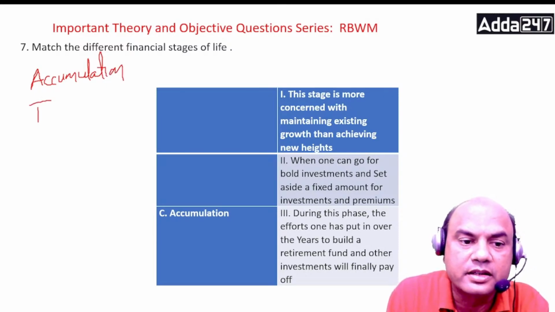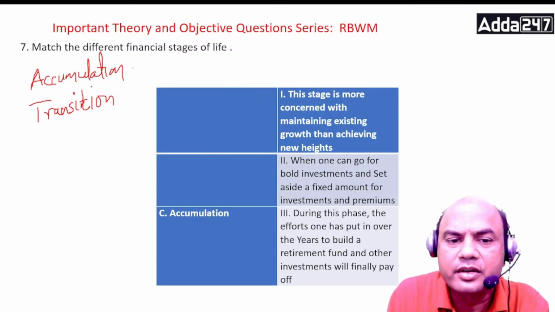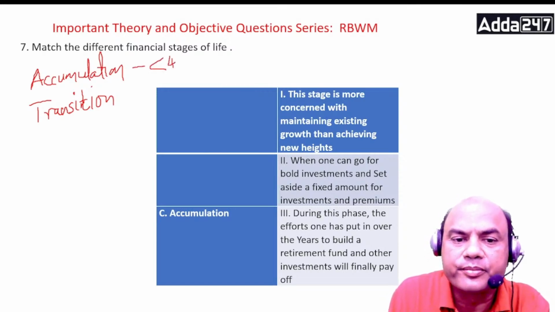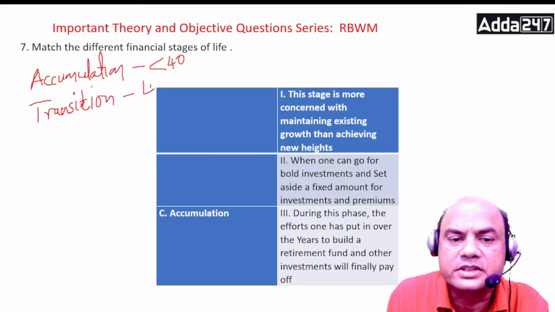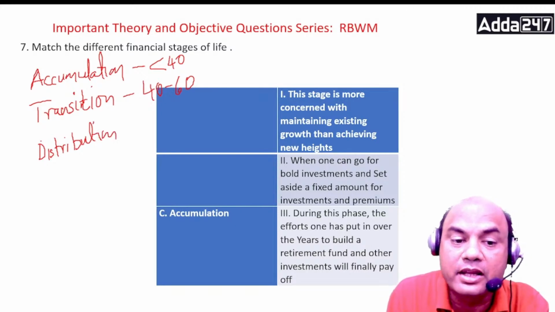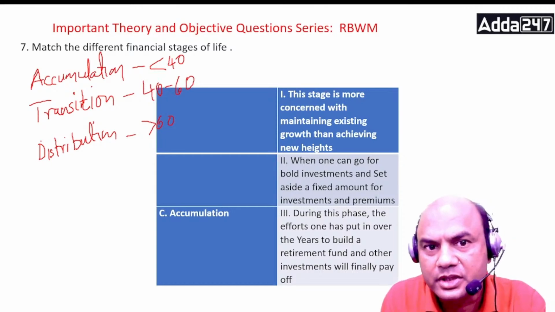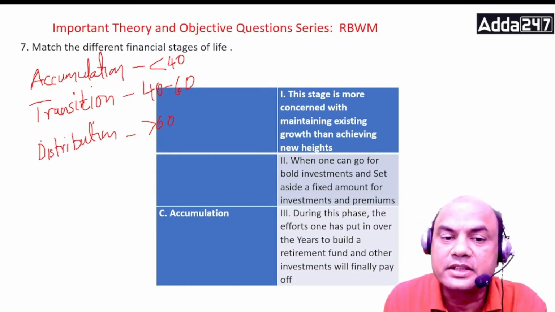transition means within the age of roughly 40 to 60. Accumulation is up to the age of 40, less than 40. Transition is 40 to 60. And last one is distribution, meaning I'm preparing how I should distribute the wealth I've earned to the family or anyone else I want. I can donate it to somebody, isn't it? So distribution, these are the 3 phases.